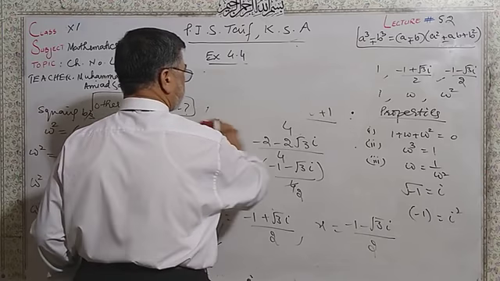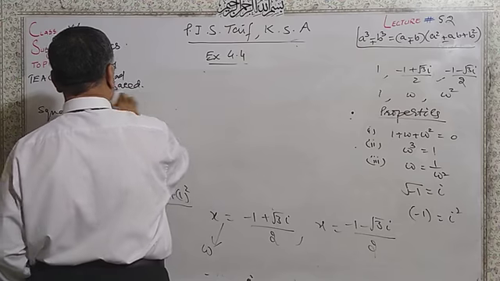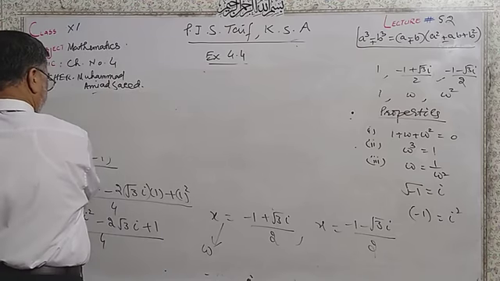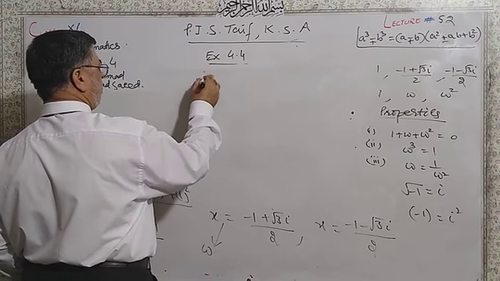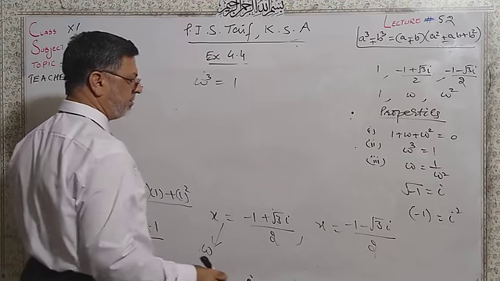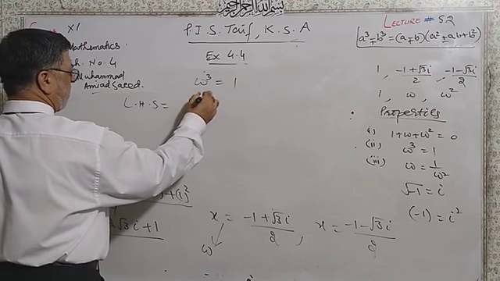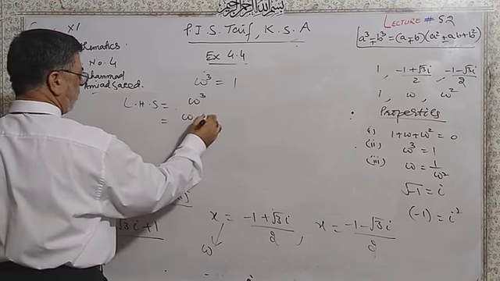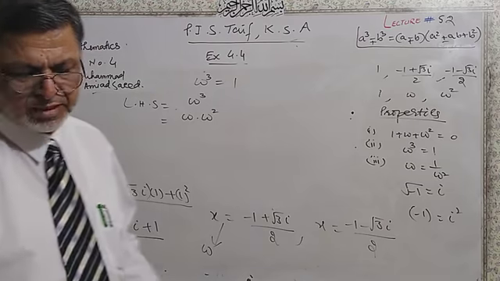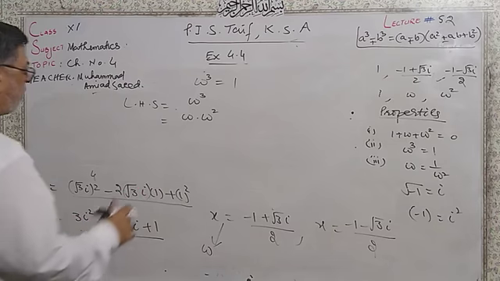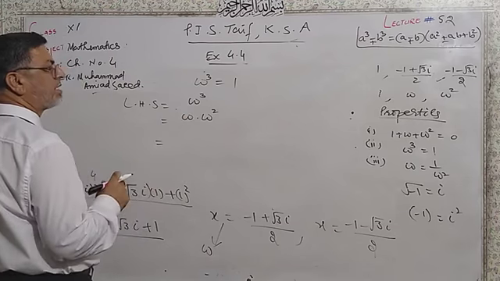After that, the second question which was asked was to prove that omega cube is equal to 1. Taking the left hand side, omega cube, you can write omega cube as omega into omega square. Dear students, you can write omega cube as omega into omega square.